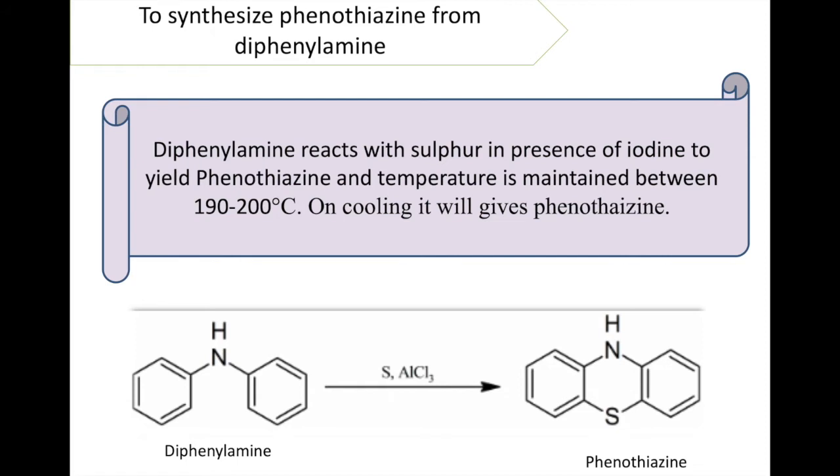This whole reaction takes place at 190 to 200 degrees Celsius. It is to be noted that this is the standard temperature condition. After that, on reflux and upon cooling, we will get the crystals of phenothiazine.